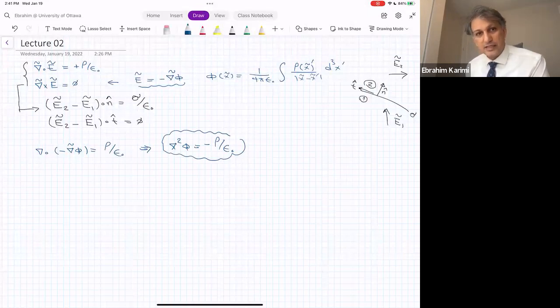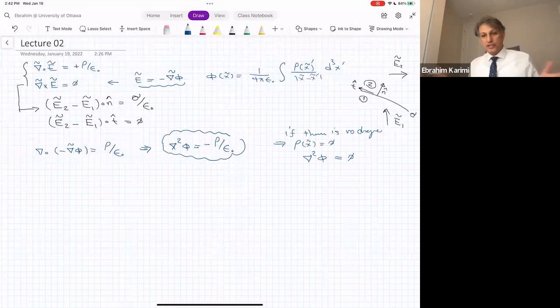We say that this is extremely important and we will be using it. If there is no charge, which means that rho of x is equal to 0, then we got the Laplace equation, which is the Laplacian of phi equal to 0. So the aim is solving these two. At a certain point, we will come to these equations, and we will be trying to solve them.